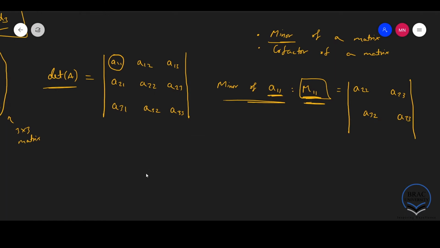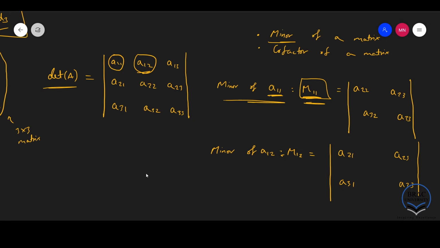If I consider the entry A12, then the same process occurs for the minor of A12. So M12 is going to be equal to, if I eliminate the row and column that this entry is on, so this is in the first row, second column, I'm left with these 4 entries, right? So this will be just the determinant that contains those entries. So I will have A21, A23, and then A31, A33.